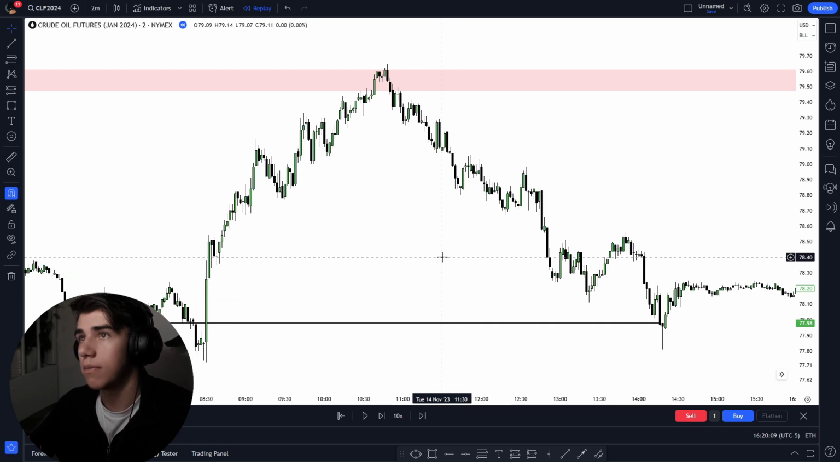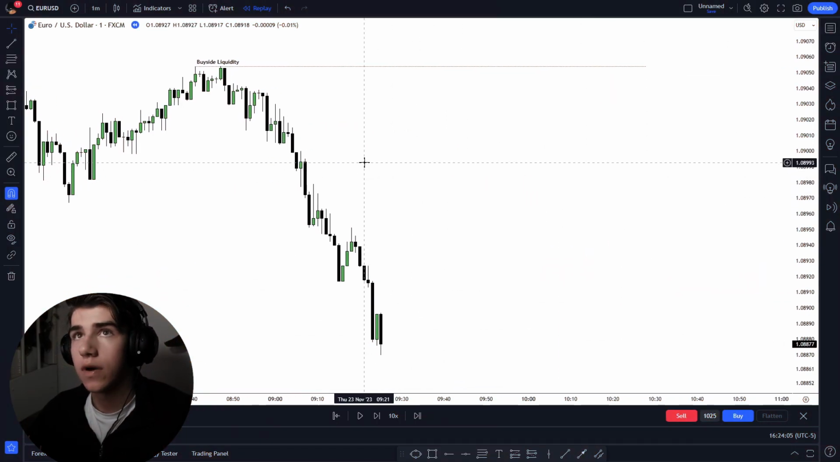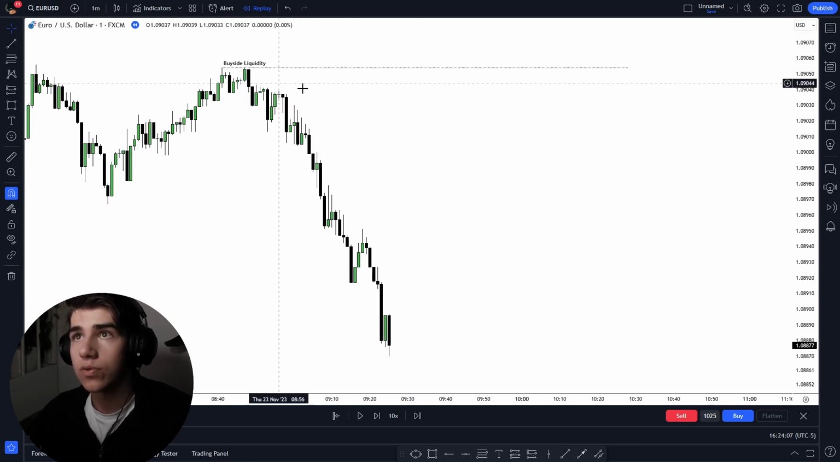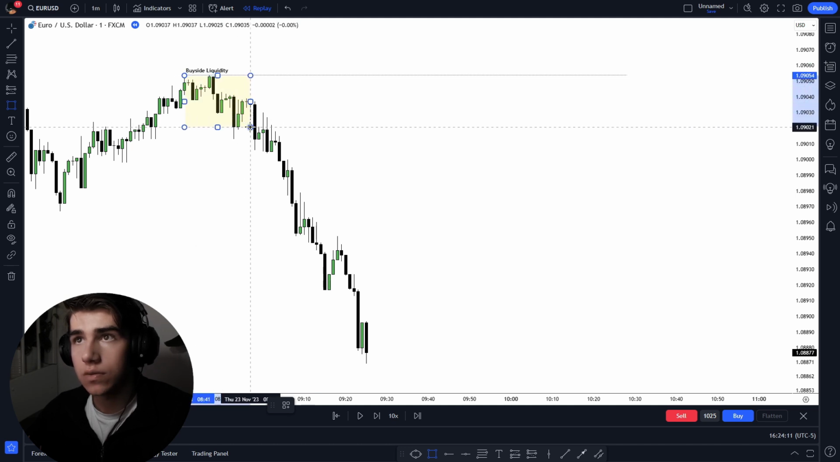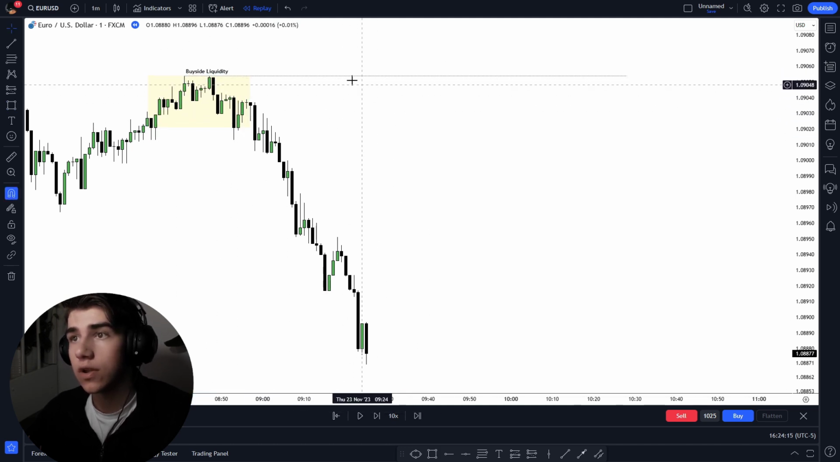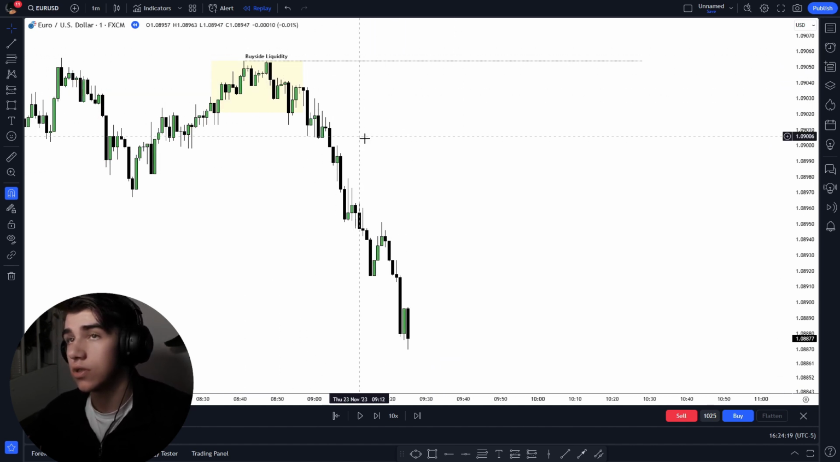Let's look at a market maker buy model now. All right, this is an example of a market maker buy model on euro dollar. As we can see, we have that nice consolidation with equal highs being made. So once price reaches here, the market maker buy model is finished, right? This is what you should use as your target.